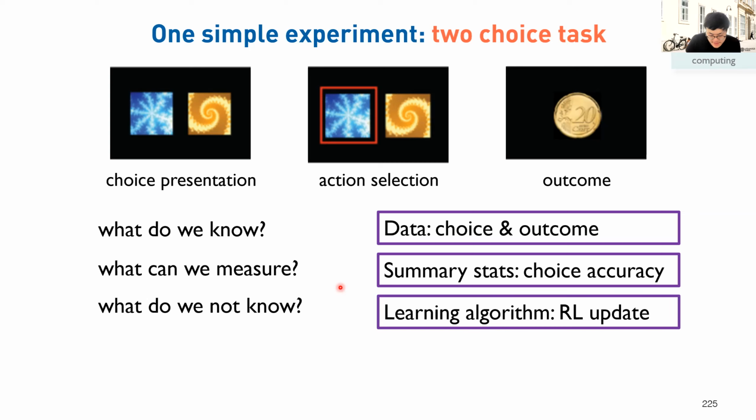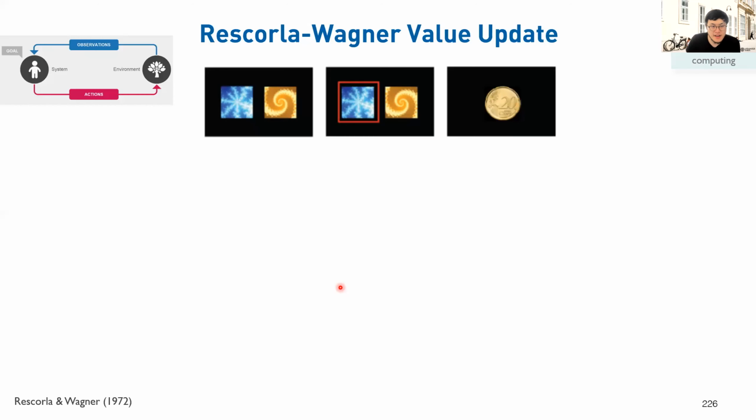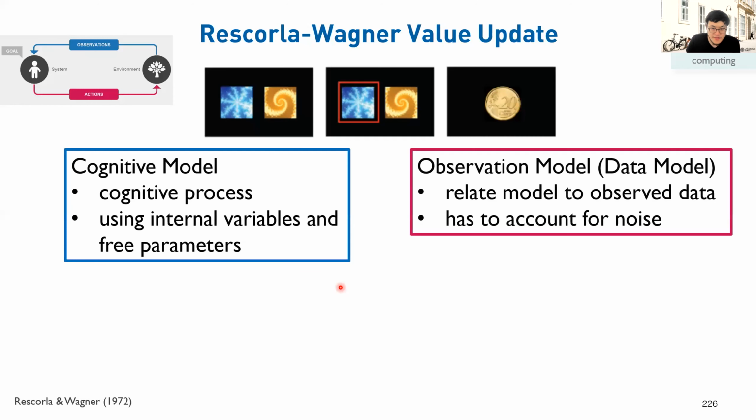Then we move on to the next point, which is the model: how to quantify the learning process in the two-armed bandit task. What we had is a simple Rescorla-Wagner value update learning. Last time we focused on the cognitive model part. Here we are trying to explain how the value of blue and the value of yellow are updated using the feedback, using the prediction error. Those are the cognitive model, the cognitive process.